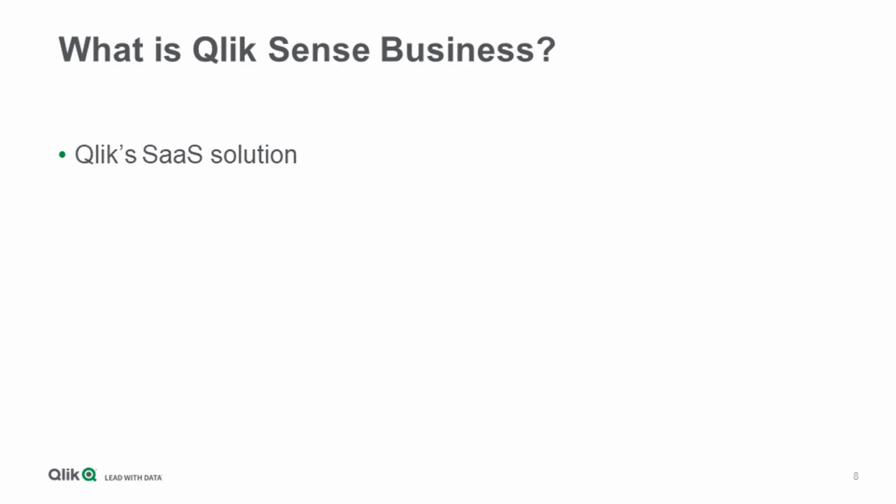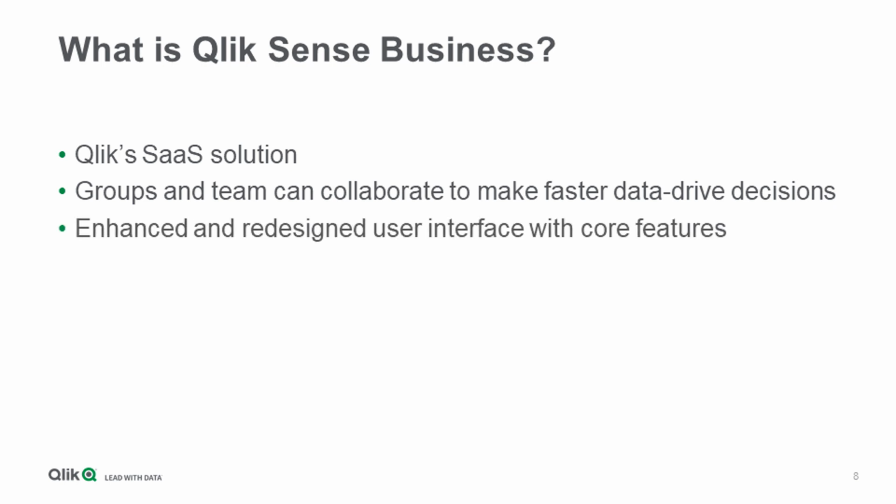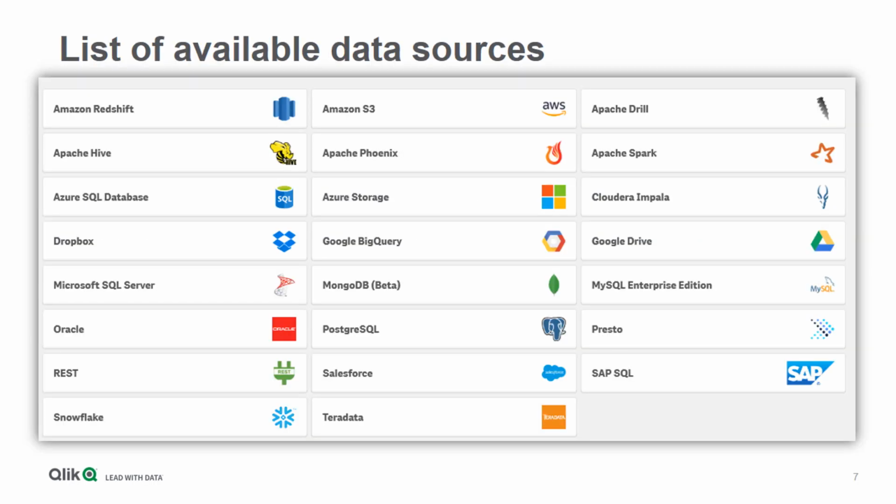So first things first, Qlik Business is our SaaS, or better known as cloud solution. It was introduced in August of 2019 and replaced Qlik Cloud for Business in January of this year. The focus of Qlik Business is to give you, the end user, the ability to collaborate with your teammates to make faster data-driven decisions using our enhanced and redesigned user interface, which happens to match Qlik Enterprise on Qlik Cloud Services. You have the same access to our core features as other Qlik Enterprise users, including the Qlik Associative Engine and AI-powered suggestions.